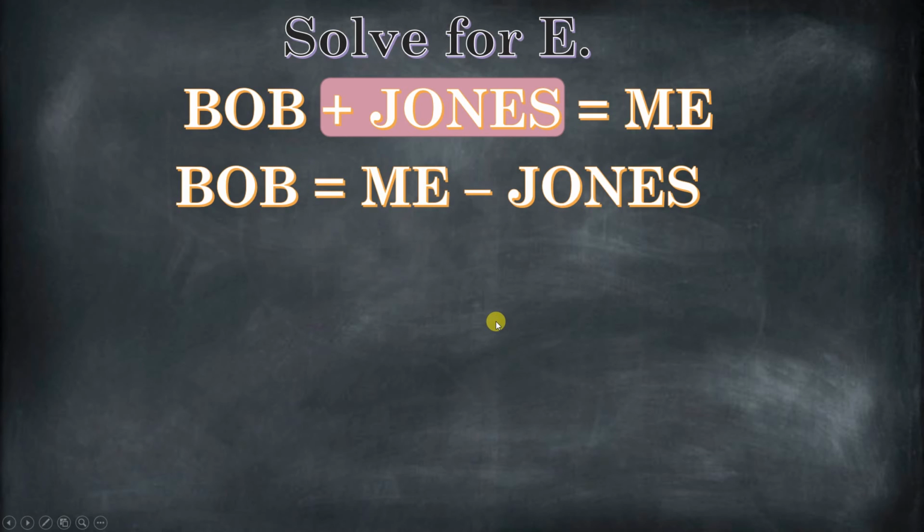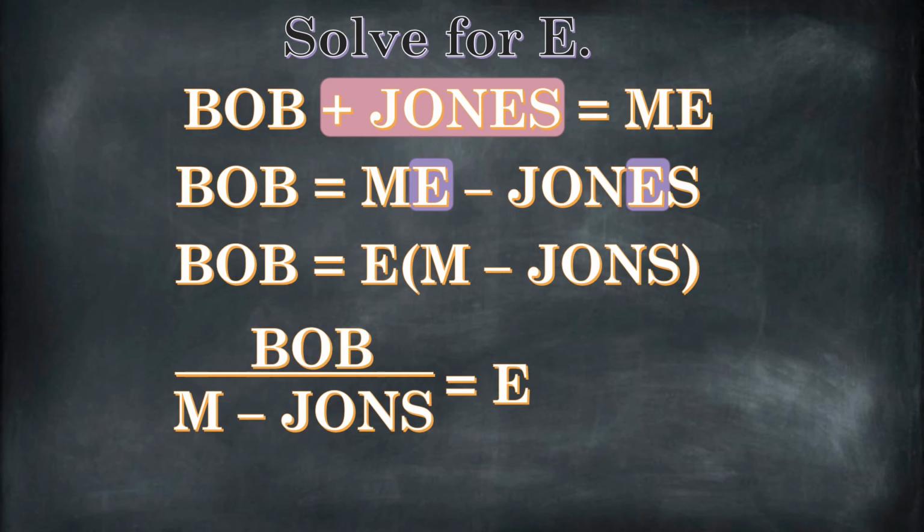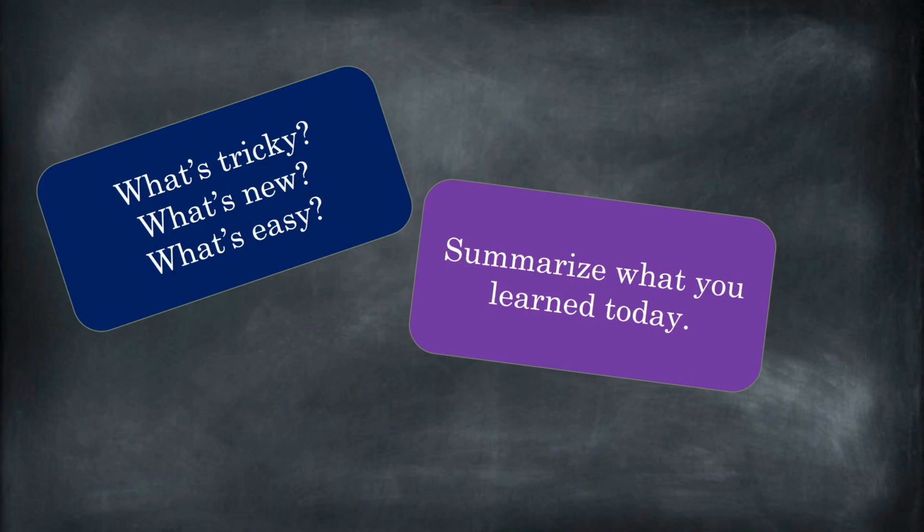Now, from here, it's really not any different than the last problem. We have an E in each of those terms, and so we're going to divide that out. And then all you got to do is divide, and you're done. That's it. So what was tricky? What's new? What's easy? What was old? Give yourself a chance to summarize what you've learned today because it's going to help you with your recall.